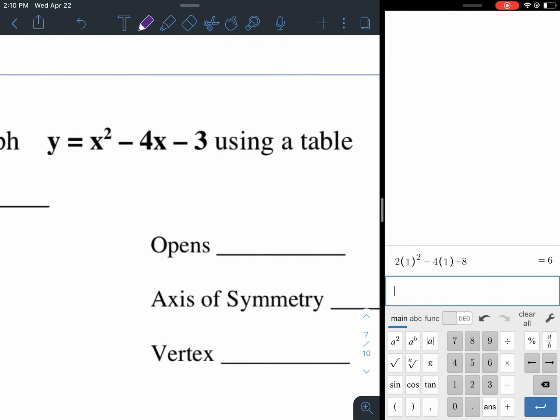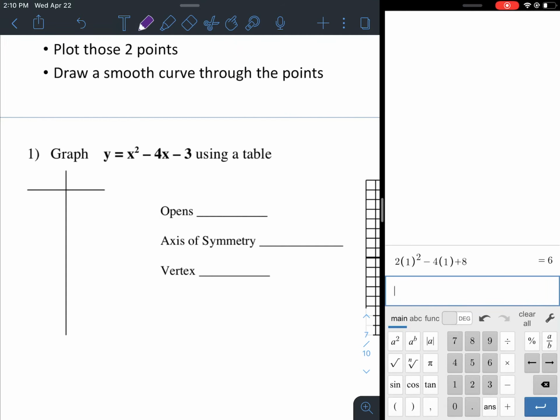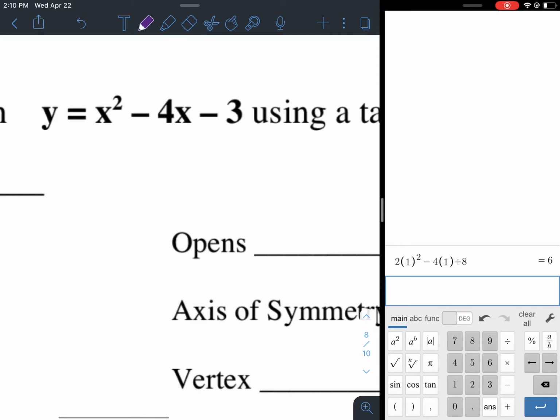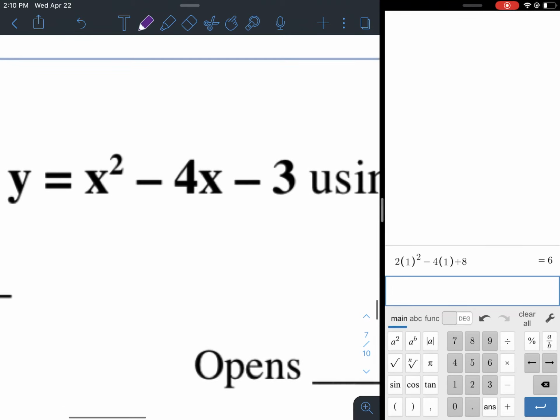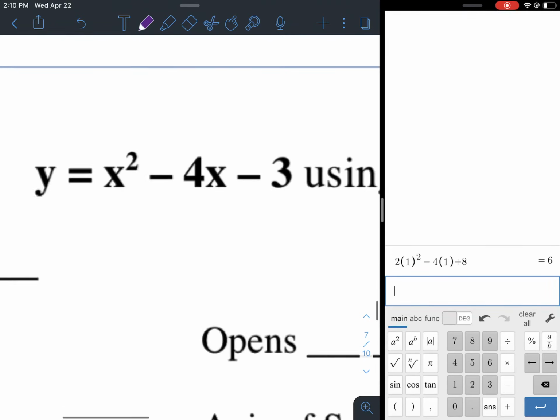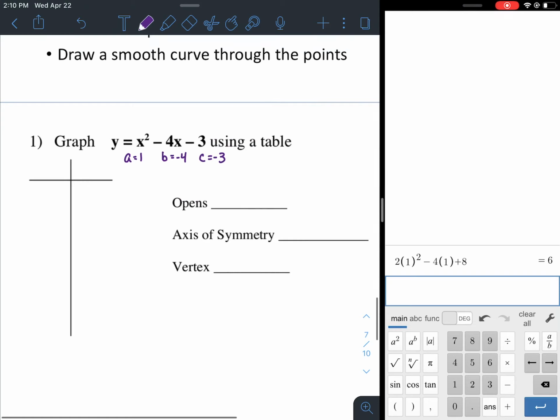Graph y equals x squared minus 4x minus 3 using a table. So, first thing I'm going to do, I'm going to identify, is it in standard form? And it is. The x squared comes first, the x comes second, the constant comes third. Next thing I want to do is find the vertex. So, I label a is 1, b is negative 4, c is negative 3.